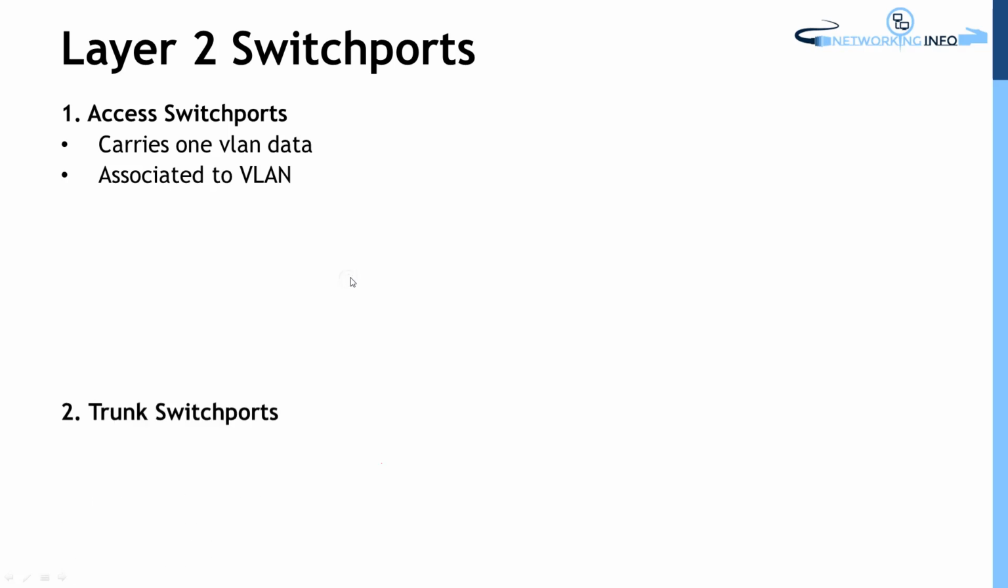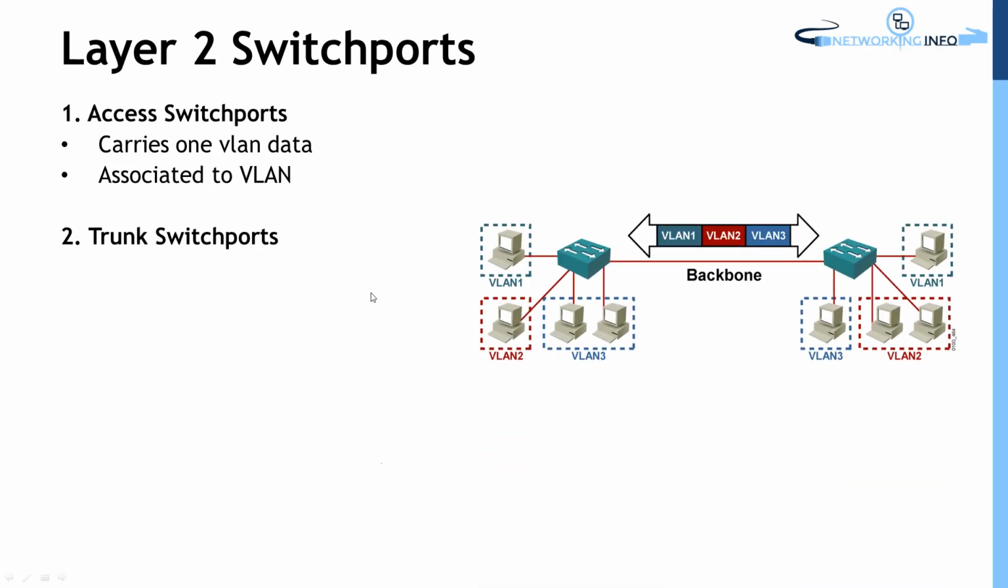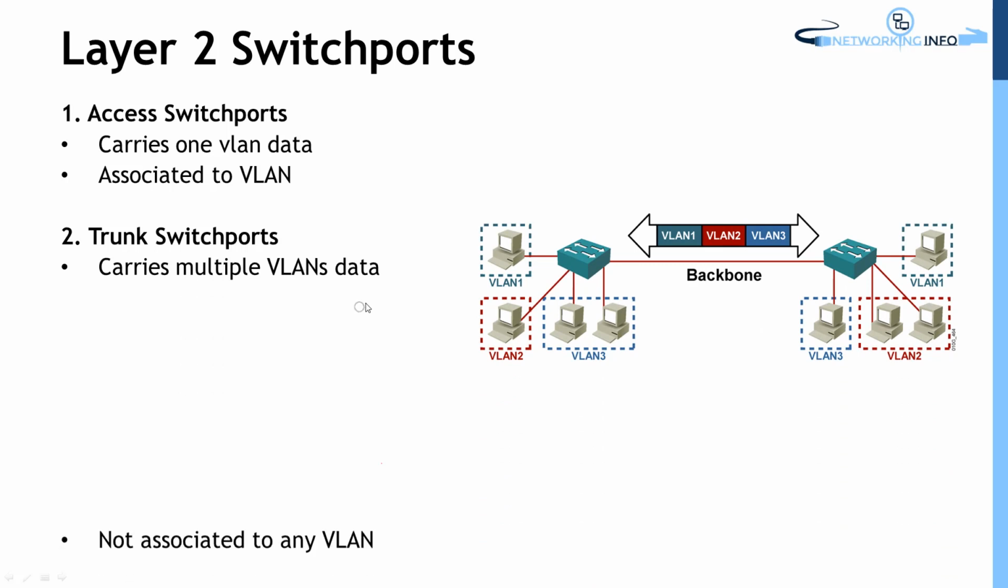The second port type is called trunk switch port. The trunk switch port is not a member of any VLAN. It carries multiple VLANs data. So here is the example.